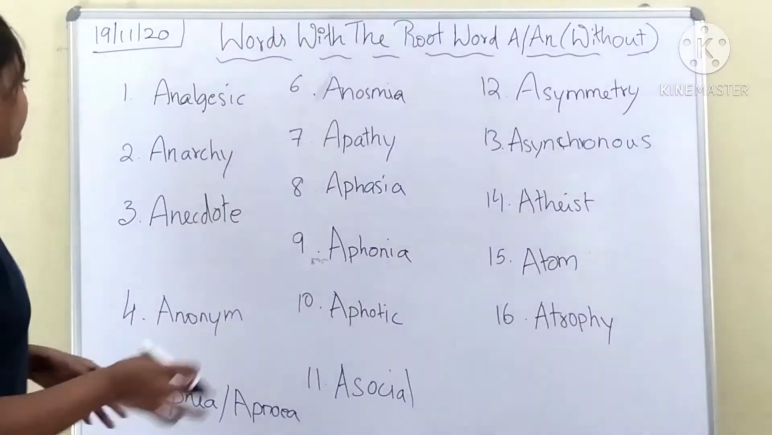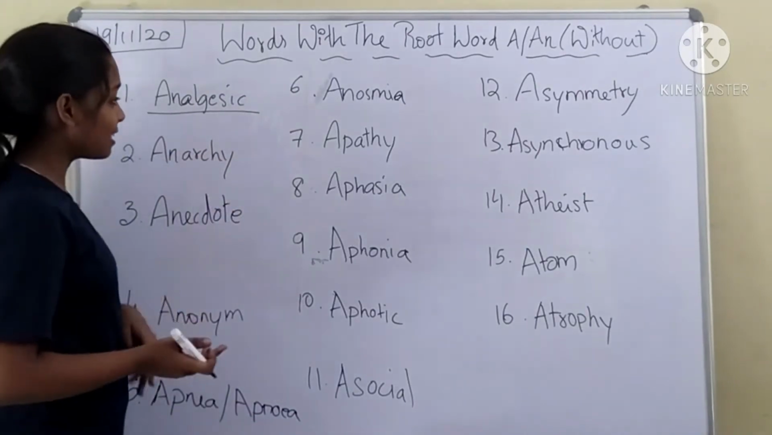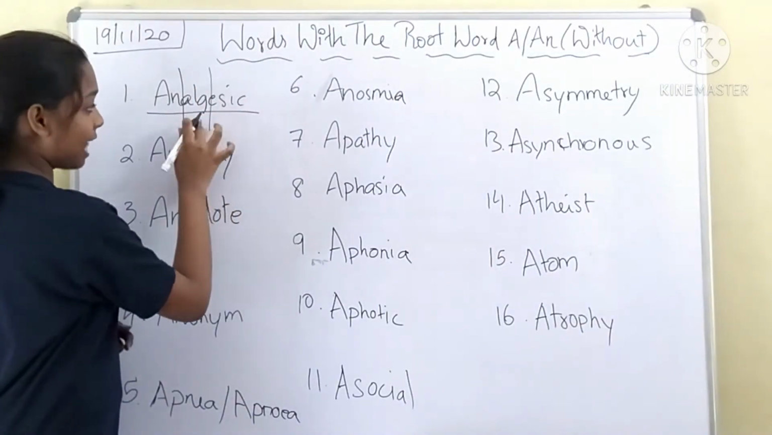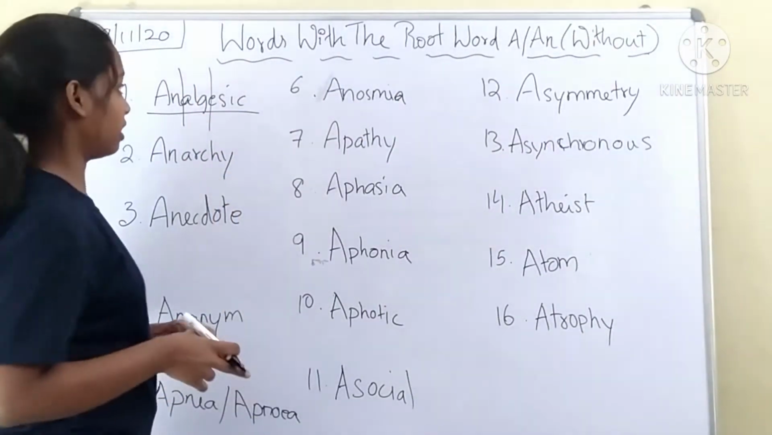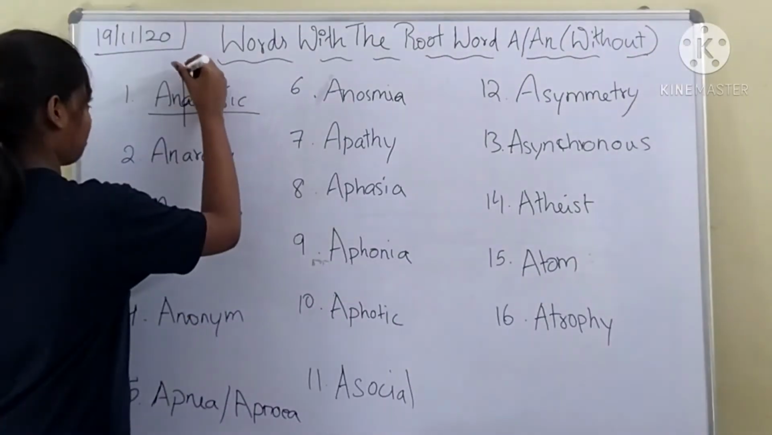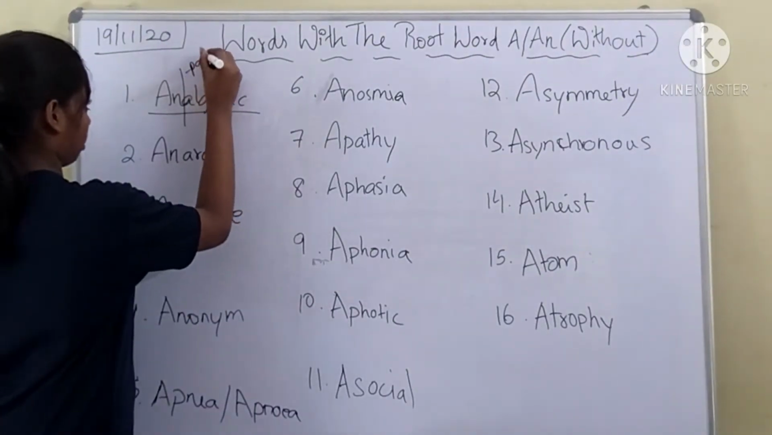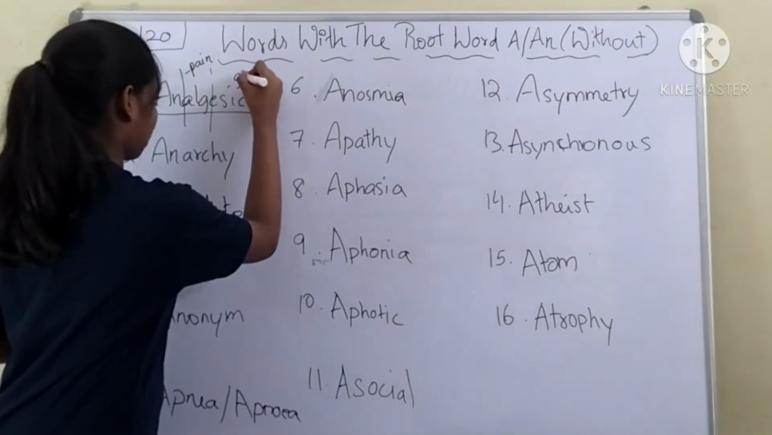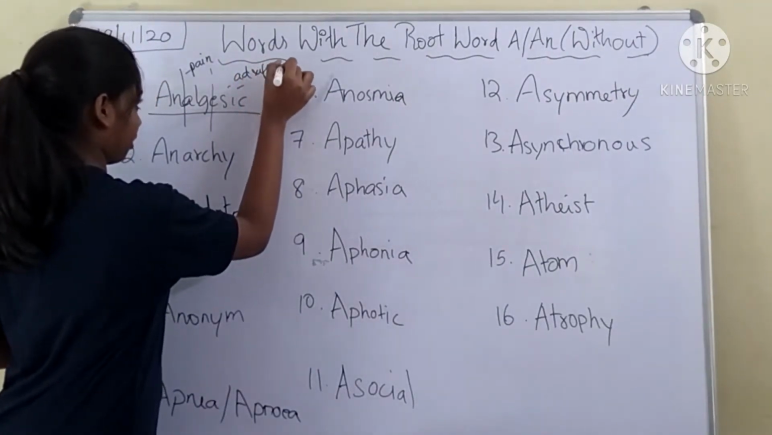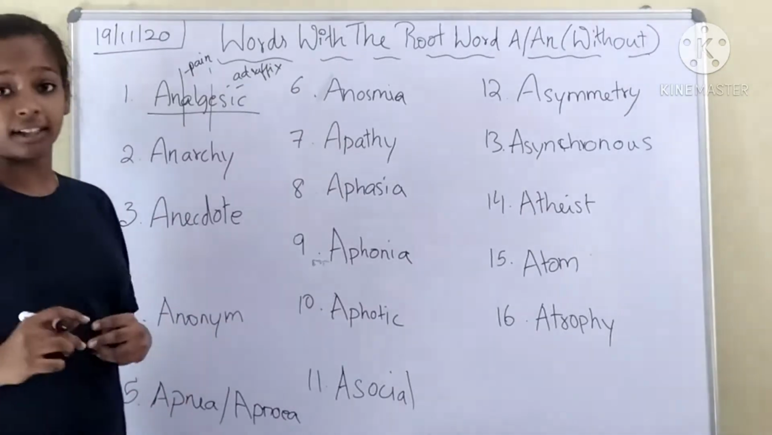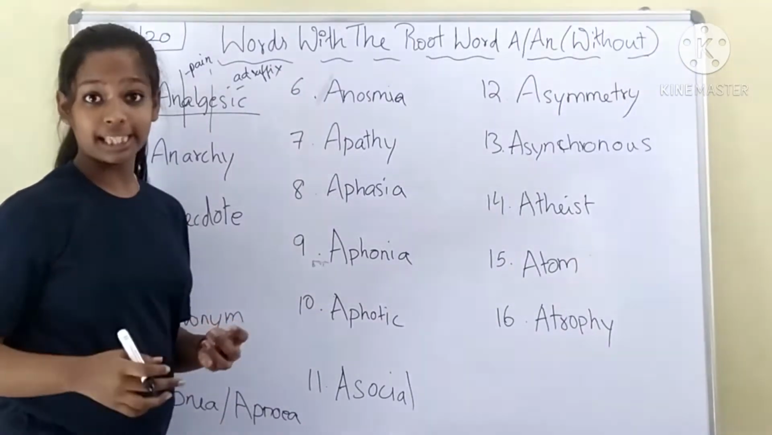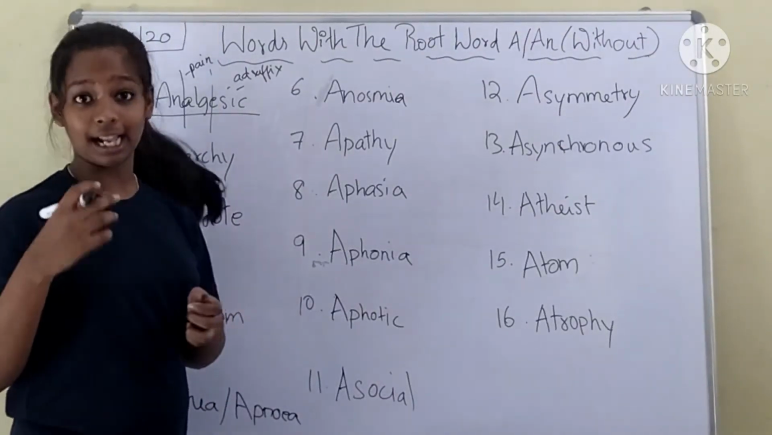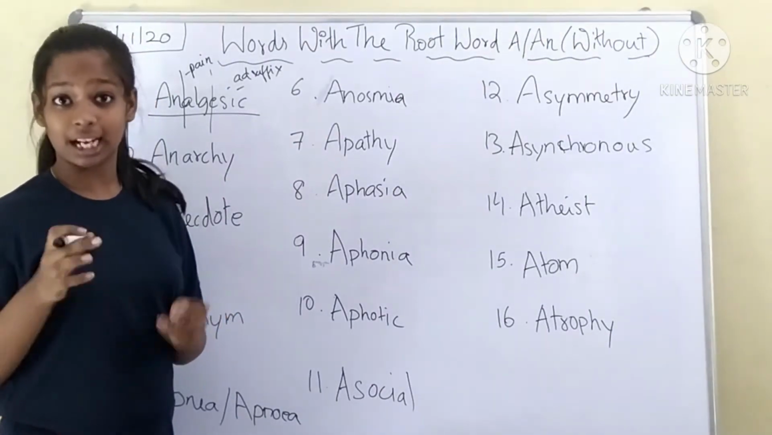The first word for today is analgesic. Analgesic has 3 root words in it. An, which means without, al. Al we have already discussed in the previous session. Al means pain. And the last root word is ic, which is the adjective suffix. The word means a drug that relieves pain. Some people take drugs to not feel the pain, right? So that drug is known as analgesic.